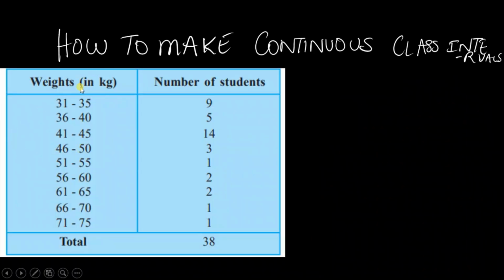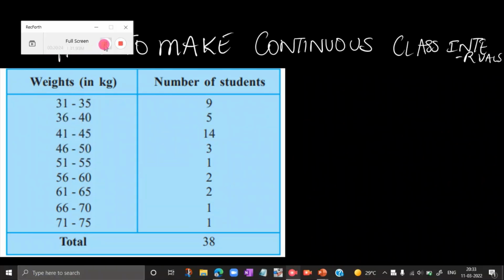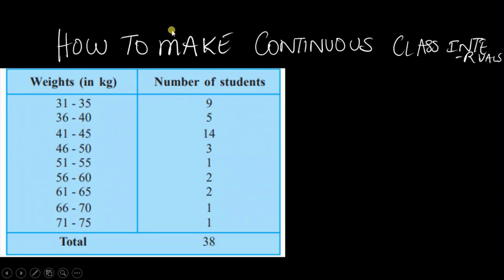Now how do we do that conversion? How do we make continuous class intervals? It's very simple. As you can see in this table, we have the intervals 31 to 35, 36 to 40, 41 to 45, and so on. The intervals are not continuous. This is a discontinuous frequency distribution, so we cannot proceed with this type of frequency distribution. We need to make it a continuous class interval.